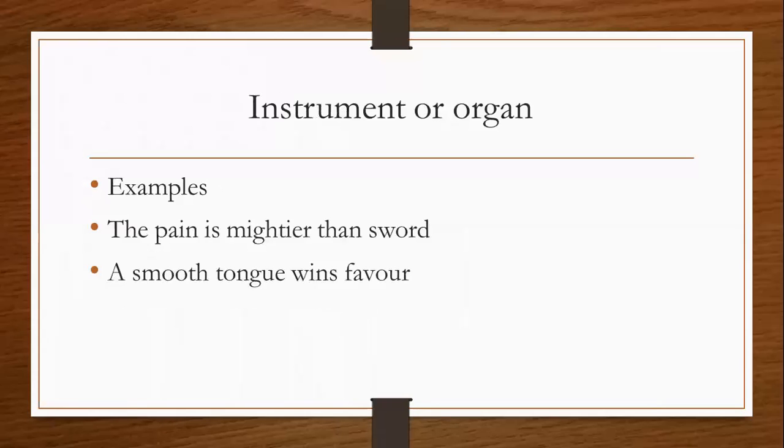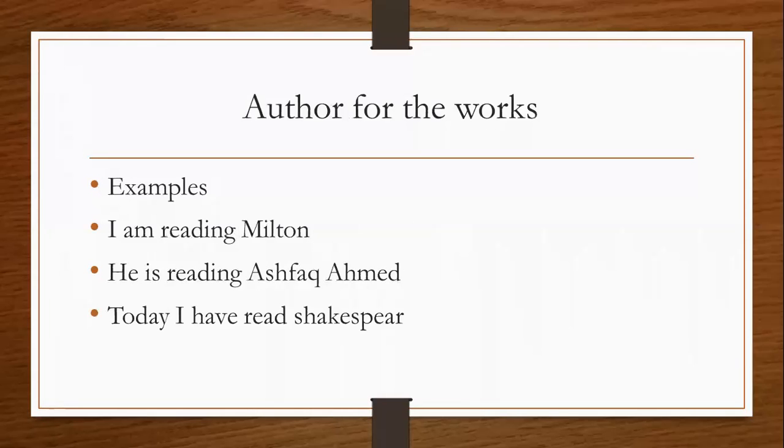Instrument or organ. Here, we convey our ideas without using a proper noun or pronoun. We use instruments or organs. Like here, the first example, "The pen is mightier than the sword." Here the pen represents the writer, or maybe the writing. It shows the writer and his work. And here sword is author for the works.